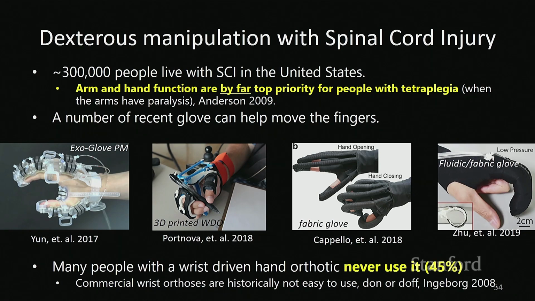Most of them have a lot of compliance, softness, some interesting linkages, and interesting actuators. Now, this is in the context of commercially available gloves and other sorts of hand orthotics. And basically 45% of people with spinal cord injury say they essentially never use their device. So there's this big gap between what's available now and what people need.